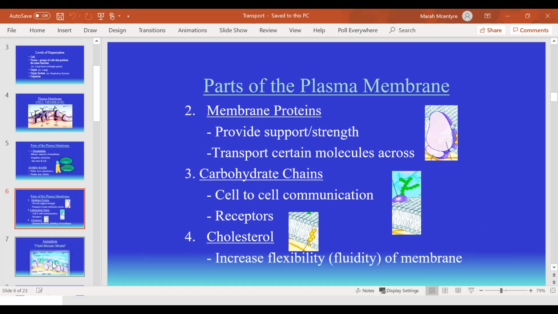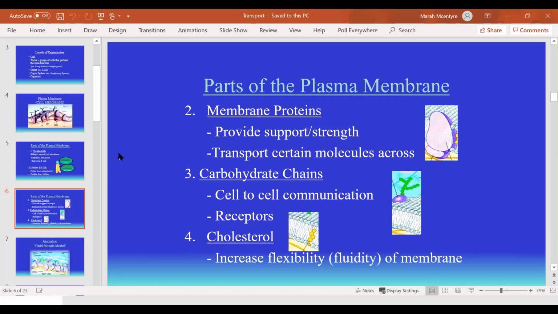They also are going to be responsible for helping transport certain molecules across the membrane. Some molecules can't just slide through the phospholipids, so they're going to need help. And these proteins are going to be there to help them cross. And we'll talk more about that when we get to passive transport in a little bit.